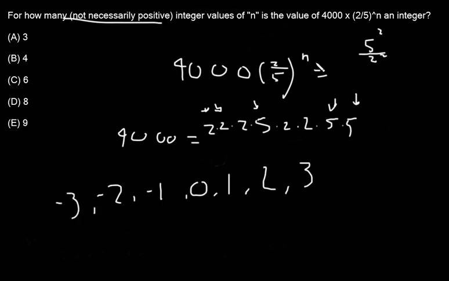And plug in -4. Well, if you plug in -4, we take the reciprocal of this. Then we get 5 to the fourth power over 2 to the fourth power. And is 2 to the fourth power a factor of 4,000? Well, it is, because we have 4 2's. We have 1 right here, 2 right here, 3 right here, and another 1 right there. All right.